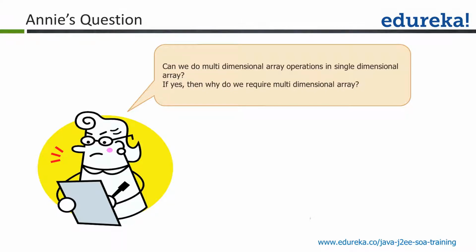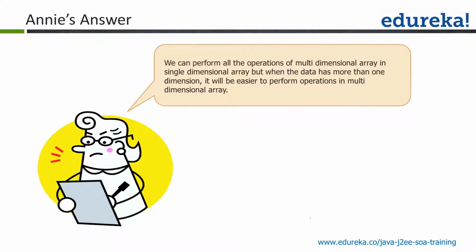So can we do multi-dimensional array operations in a single dimensional array? If yes, then why do we need multiple dimensional arrays? We can perform all the operations of ND arrays in a 1D array, but when you have more than one dimension to data, you need to come up with an array of arrays.